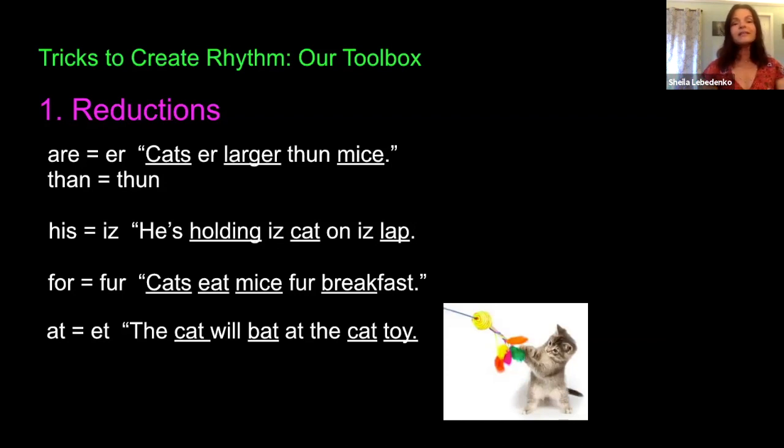And he's holding his cat on his lap. He's holding his cat on his lap. Good, and you're gonna learn in a couple pages what we're gonna do with the word "cat," but you just did that part perfectly. And the next one is cats eat mice for breakfast. Cats eat mice for breakfast. Good, I like how you really reduced "fur," you made it very low energy, you had more pop on "breakfast." Great. And the last one, the cat will bat at the cat toy. The cat will bat at the cat toys.